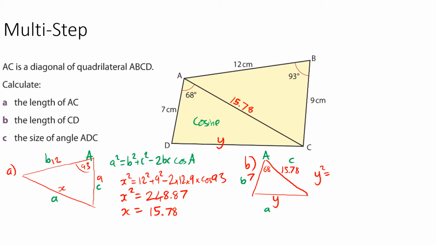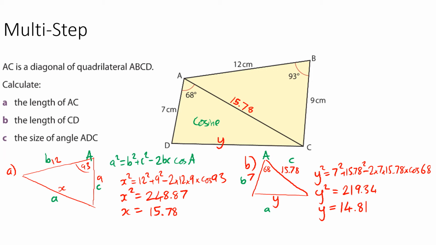I can say y squared is 7 squared plus 15.78 squared, minus 2 times 7 times 15.78 times cos, am I going to have enough room? Just about, 68. Cool. So we'll type that in and we'll get ourselves that y squared is 219.34. We'll square root that and we'll get that y is 14.81, and we're just about done with B. Cool. But there's still one more question, which is C.